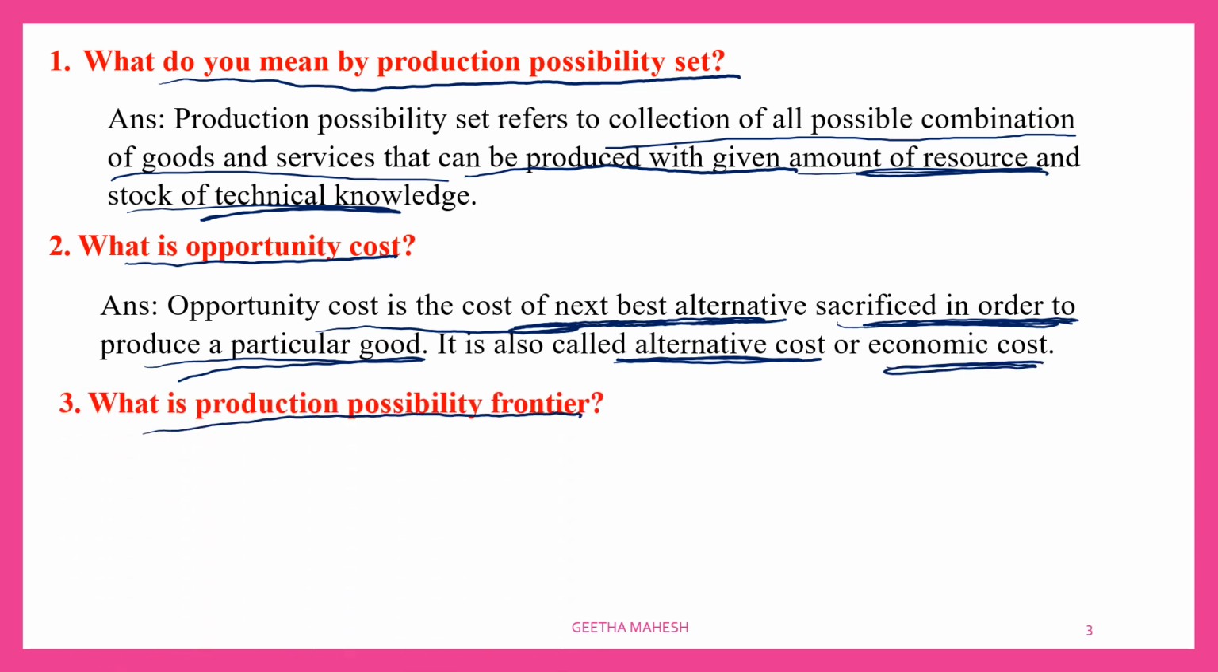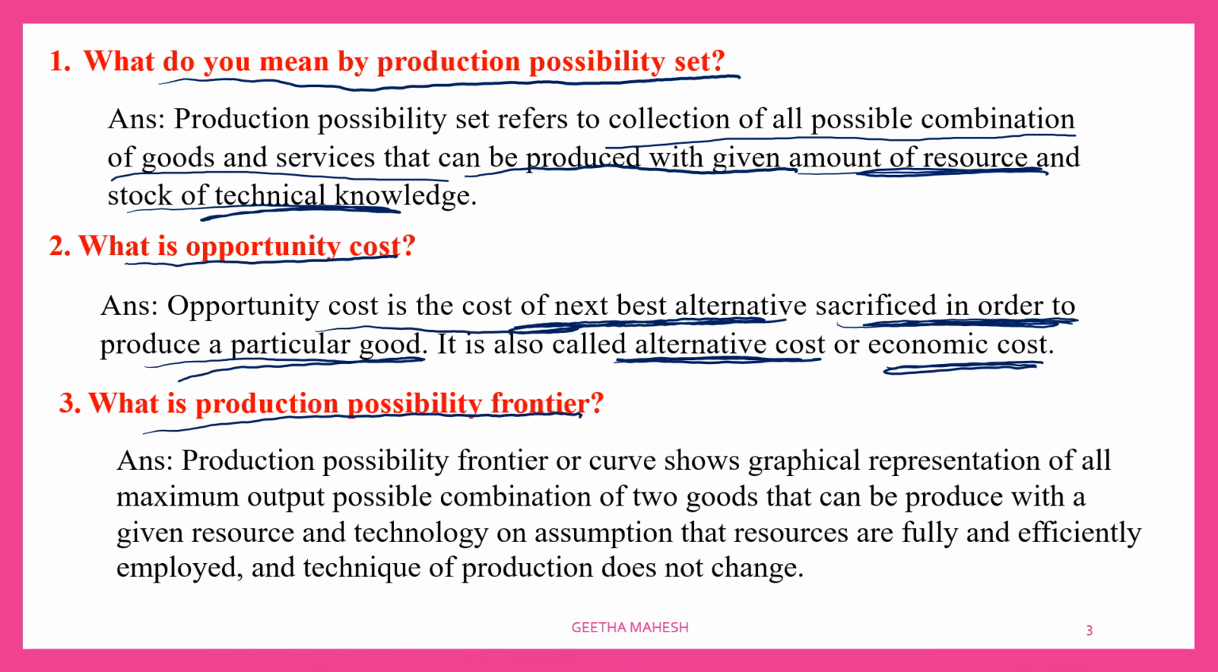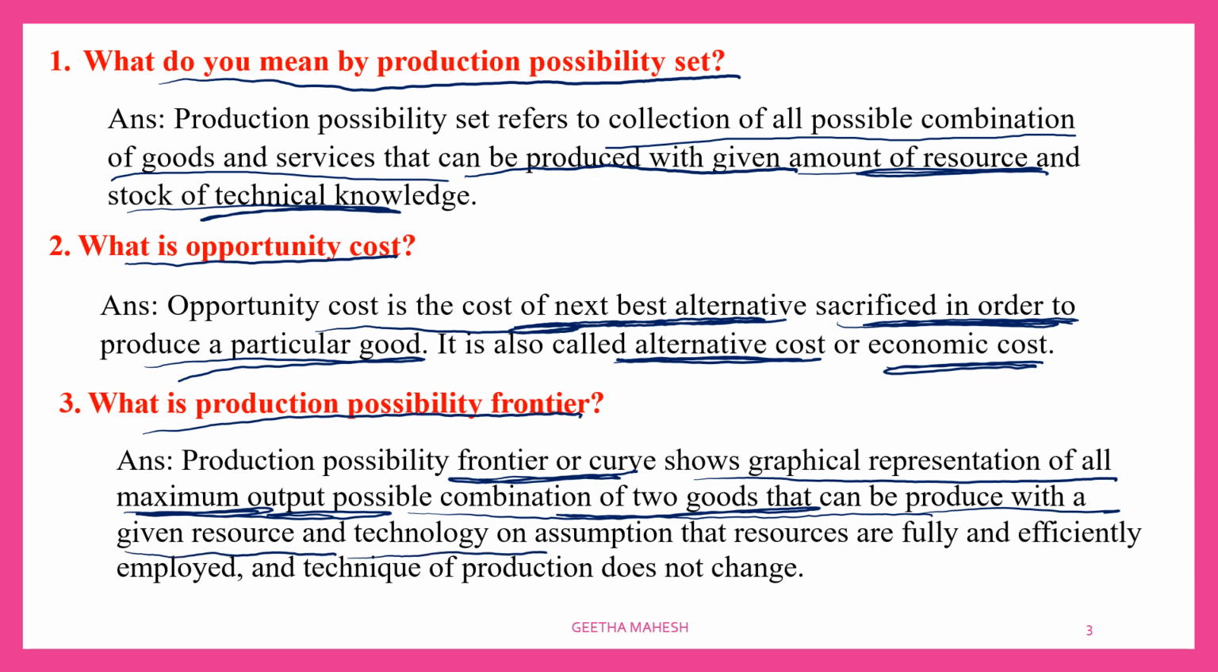What is production possibility frontier? So it is a curve or a frontier that shows a graphical representation of all maximum output possible combinations of two goods that can be produced with given resources and technological knowledge, on the assumption that resources are fully and efficiently employed and the technique of production does not change.